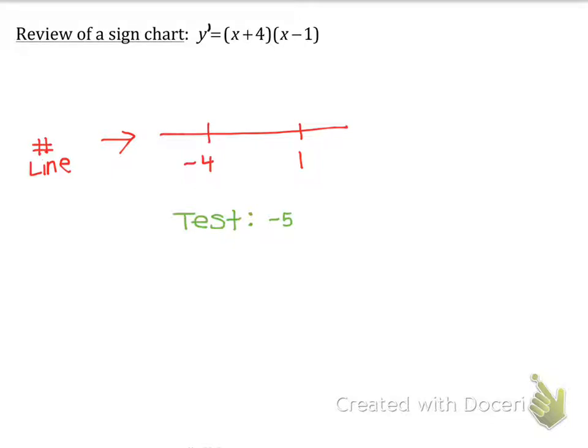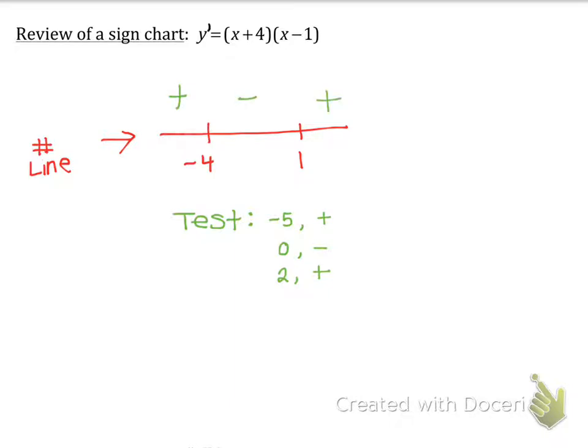So if we test -5, when I plug in -5 to that function, -5 plus 4, -5 minus 1, I get a negative times a negative, so I'm going to get a positive. And again, this is a sign chart, so that's all I care about. Then if I test 0, always the easiest one, and that falls in the middle, then I get a negative because I get 4 times -1. And then let's just test 2. I'm also going to get a positive times a positive, which gives me a positive. So this implies right here, this is how I would fill out my sign chart.